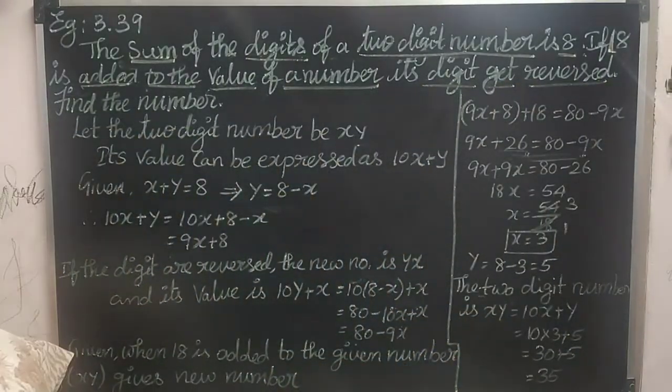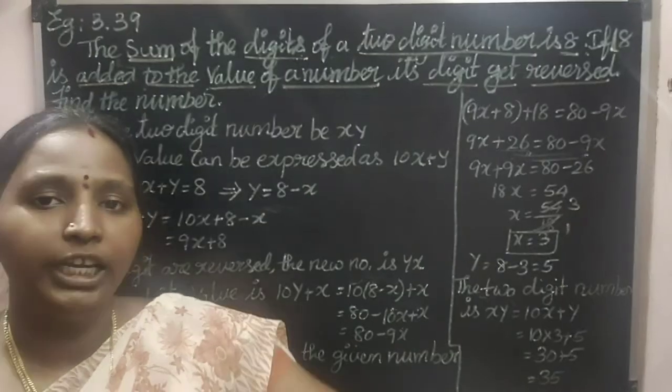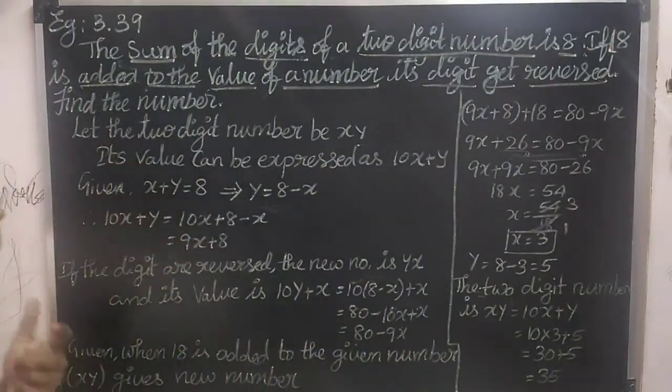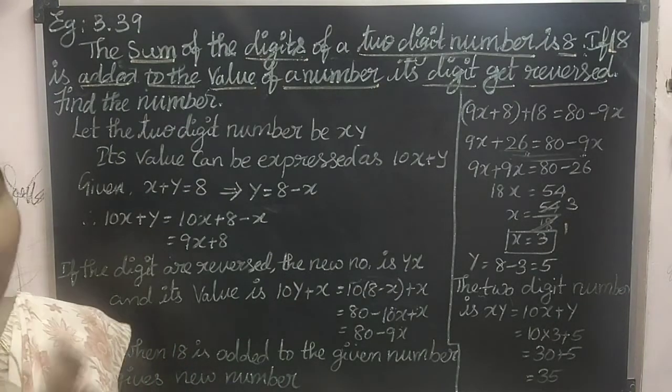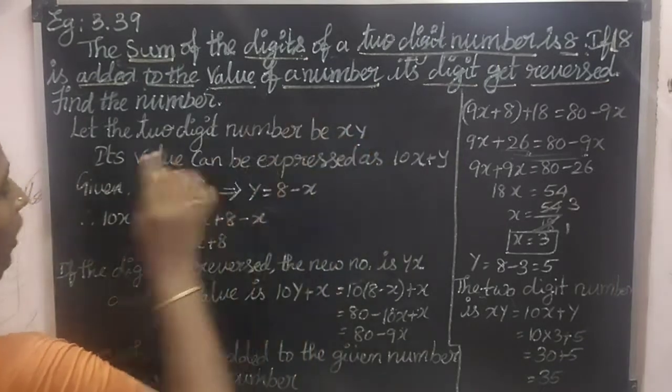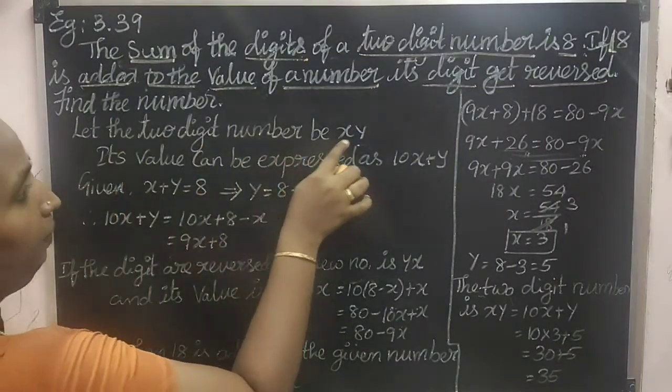So what is the meaning of reverse? Now if you have 34, reverse means 43. Did you understand this? So next, since we don't know the two-digit number, we are going to assume that number as xy. So let the two-digit number be xy.